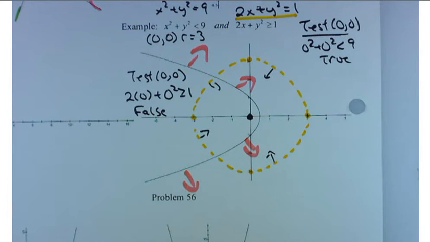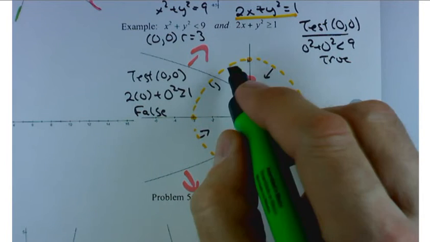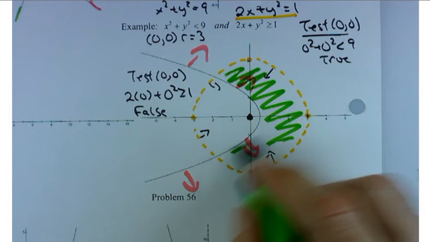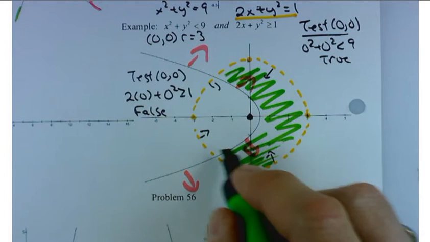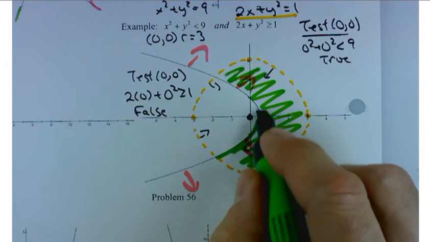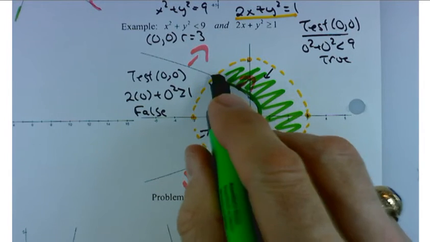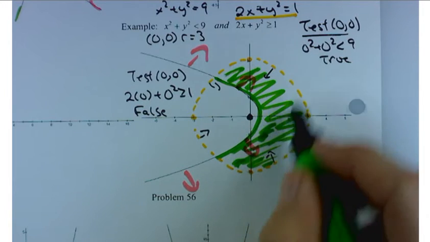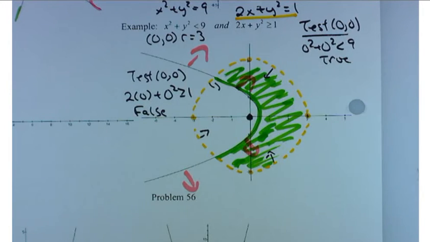And if you carefully look at where these two shaded regions are going to overlap, they're going to overlap in here. So what you're left with is kind of this Pac-Man looking region. But they overlap in there.